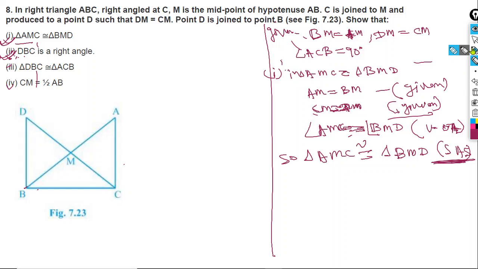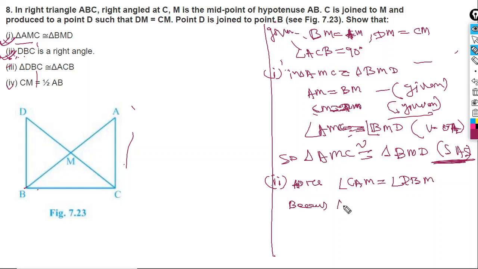Okay, so the figure is clear now. Now we'll move to the double I part. Here, angle CAM equals angle DBM. Why? Reason? Because triangle AMC is congruent to triangle BMD.